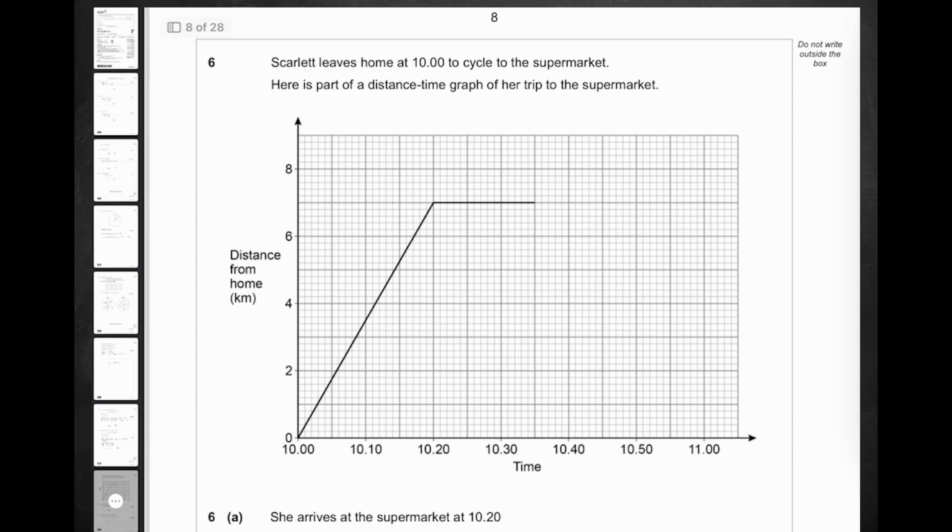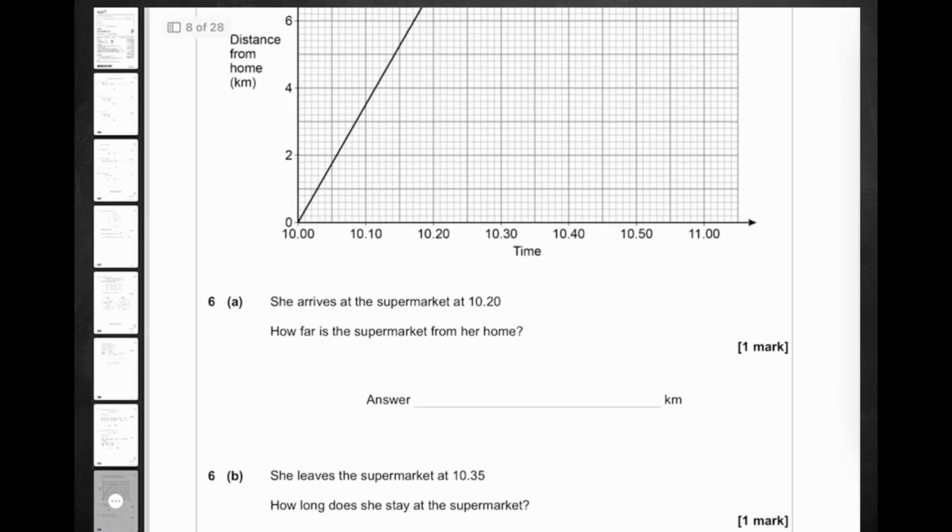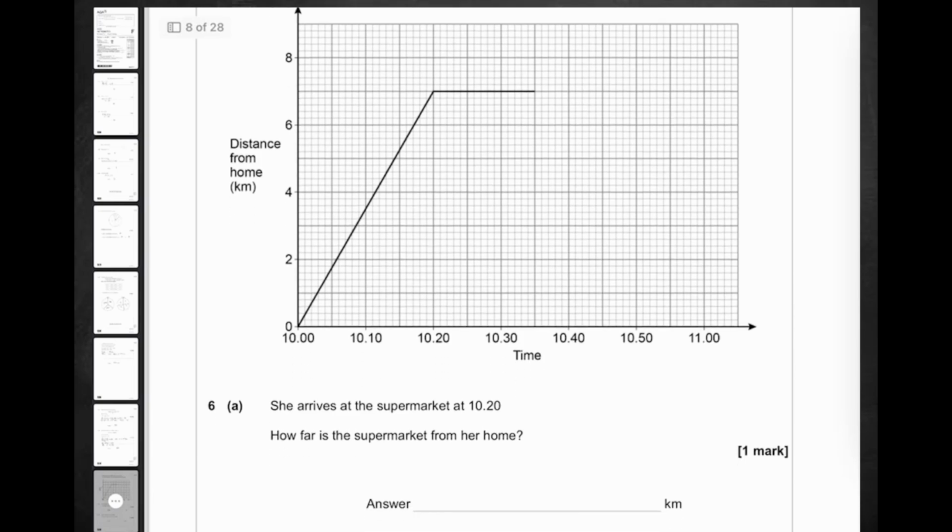Question 6. Scarlett leaves home at 10 o'clock to cycle to the supermarket. Here is part of a distance time graph of her trip to the supermarket. She arrives at the supermarket at 10:20. How far is the supermarket from her home?